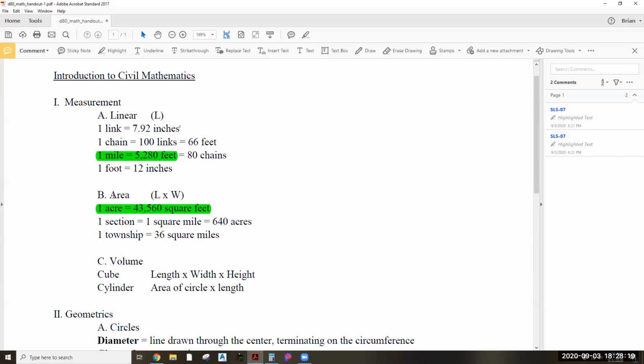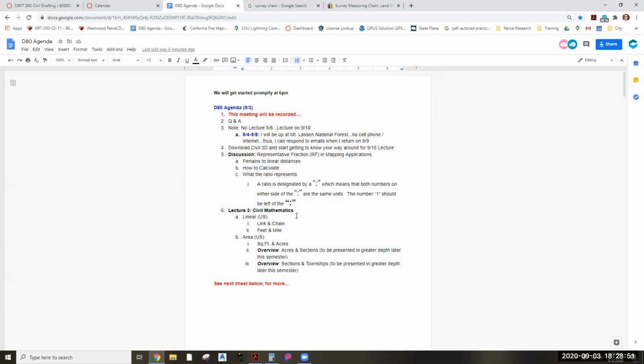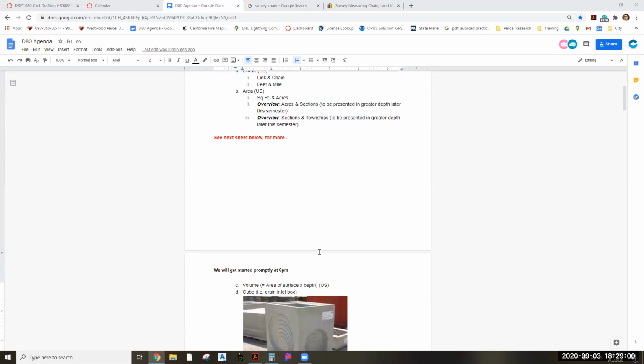So we have linear, area, and now we have volume. So volume is, you find the area of the object and then multiply by the depth or the height, or however you project that object out, then you can have a volume of something. Okay, and I'll show you examples of that in just a little bit. Okay, so if I come here, feet, mile, area, okay, so we come down here.